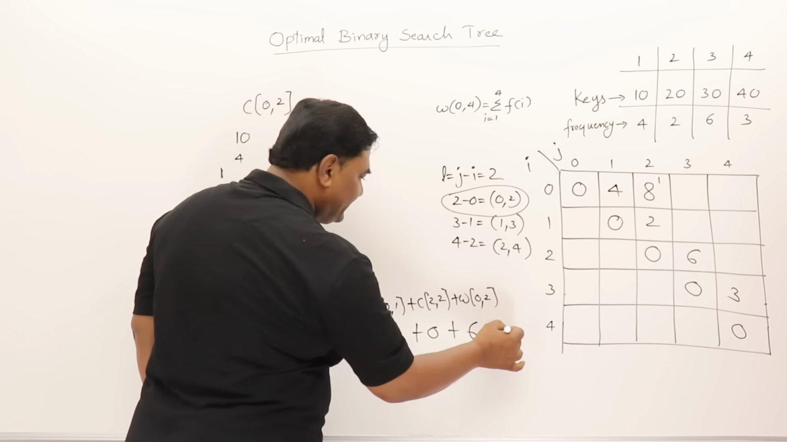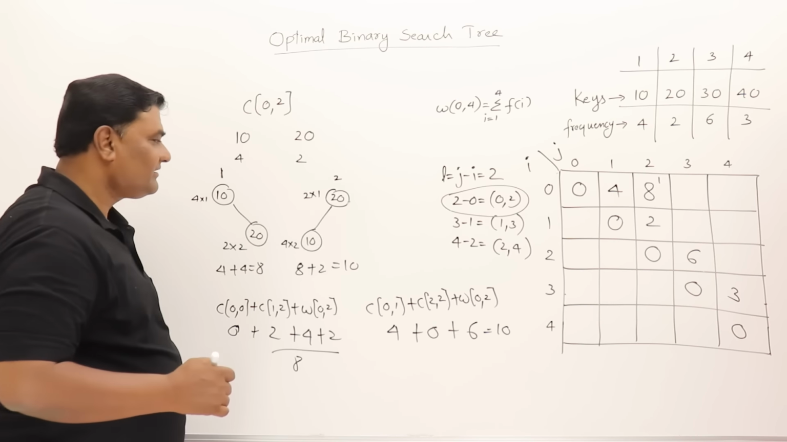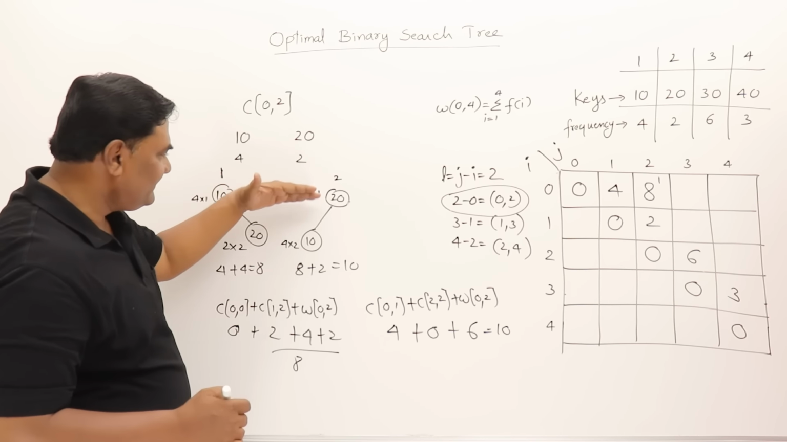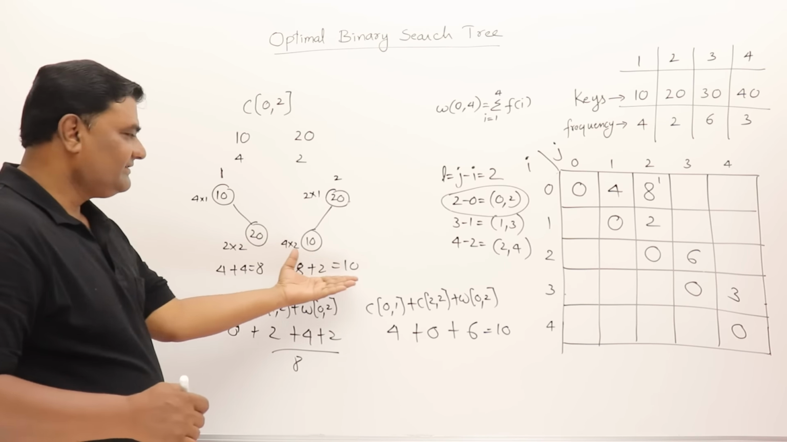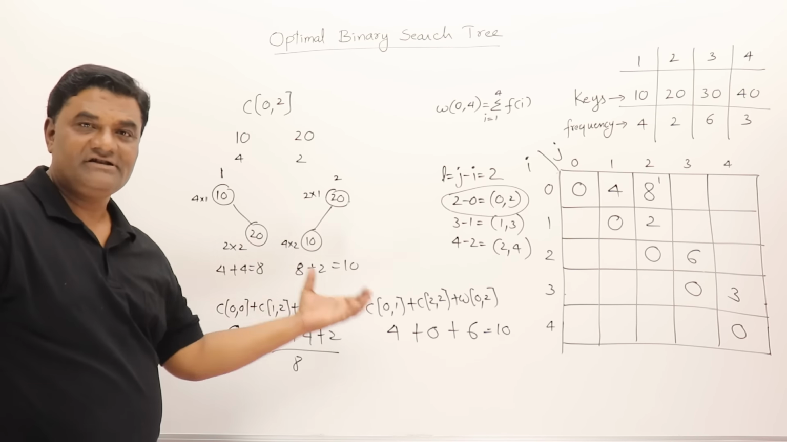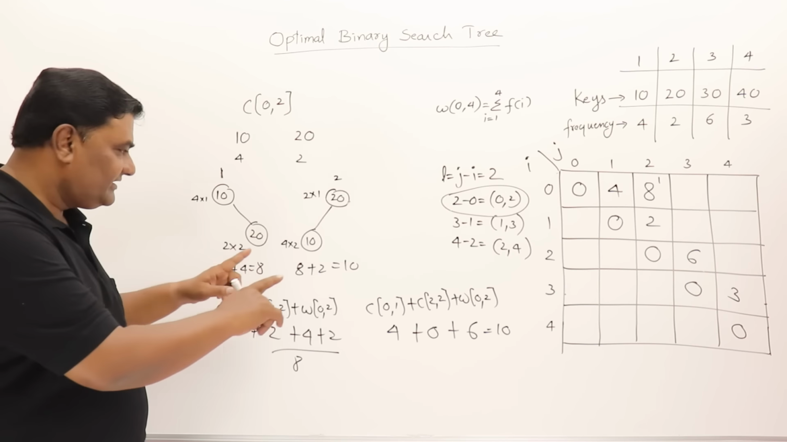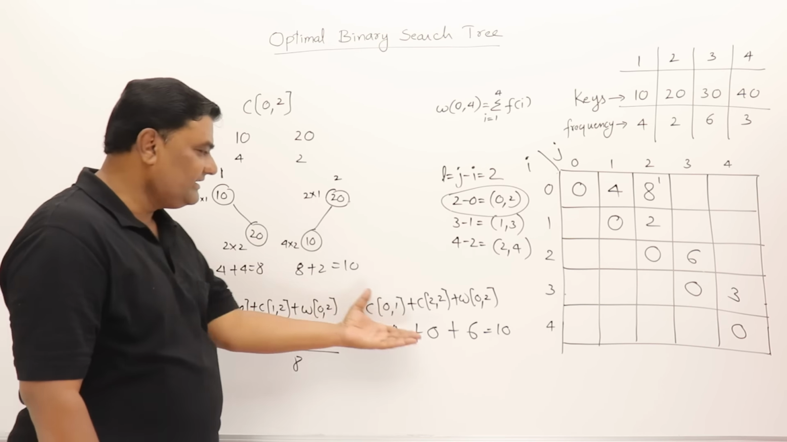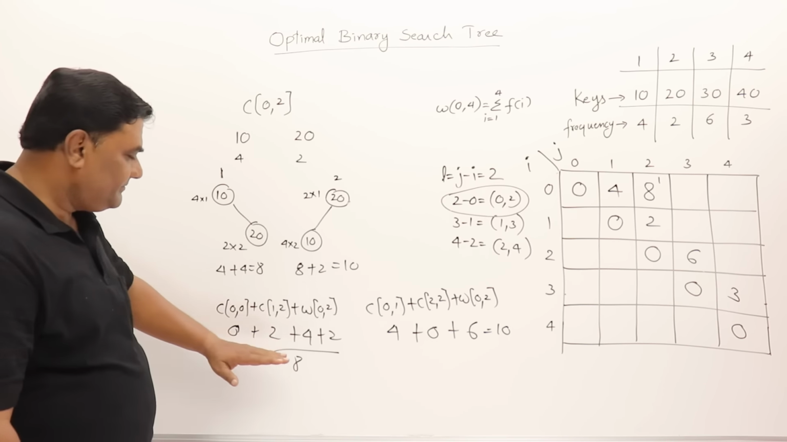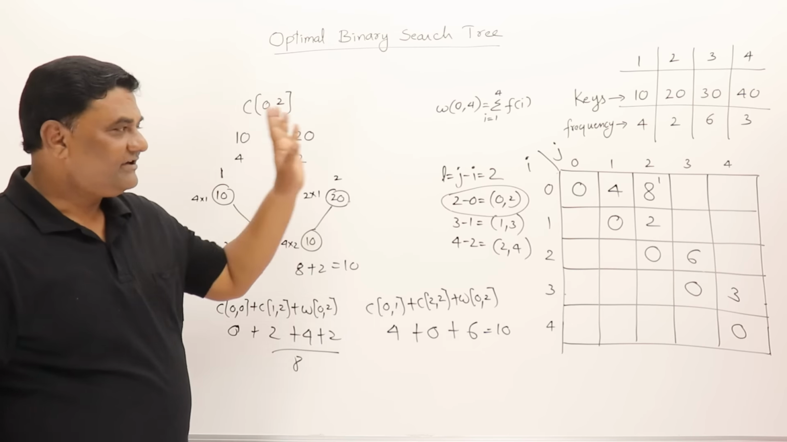So how much is this? 10. Yes, we got the same answer. So either I check them with the height and get the same answer, or I use the formula. I am not showing the complete formula, I am just applying it here. So which has given us the minimum result? 8. So that I have written there.